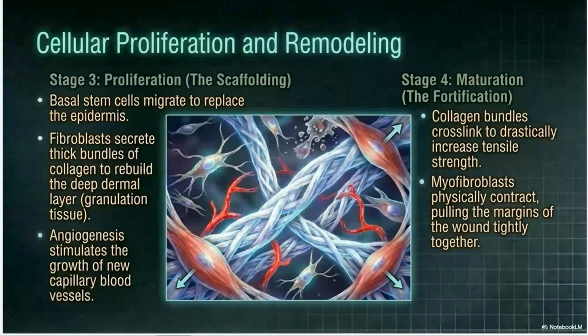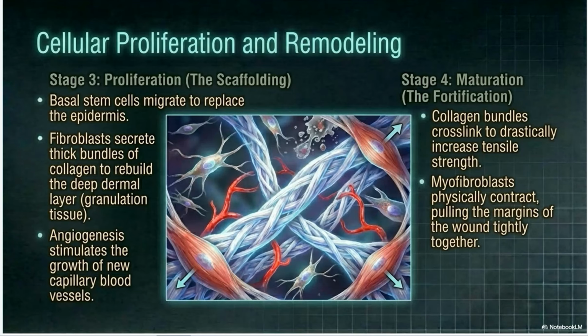Cellular proliferation and remodeling. This slide focuses on the later stages of wound healing, when new tissue begins to rebuild the injured area. The third stage of healing is called proliferation. During this phase, specialized cells called fibroblasts produce collagen, which forms the structural framework of new tissue. New blood vessels also develop through a process called angiogenesis, ensuring that the healing tissue receives oxygen and nutrients. At the same time, epithelial cells migrate across the wound surface to restore the protective barrier of the skin.